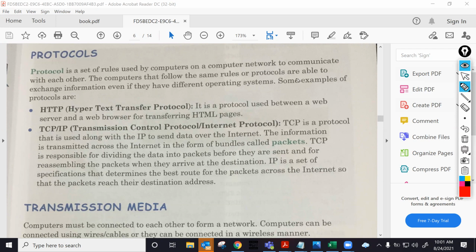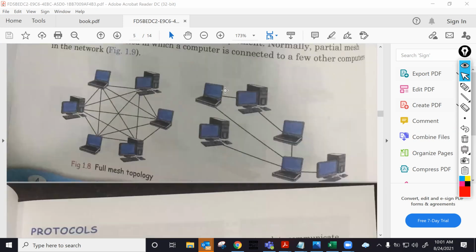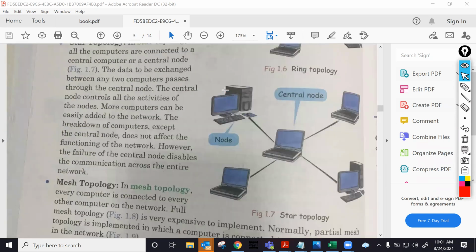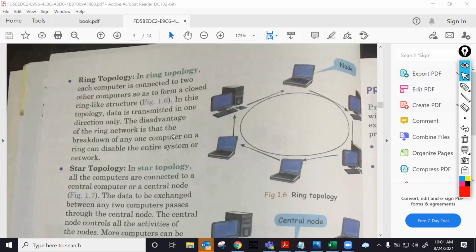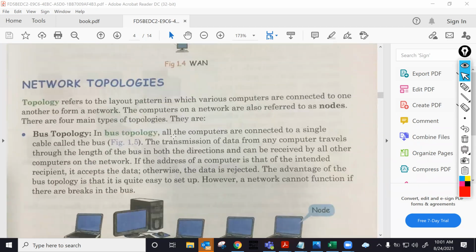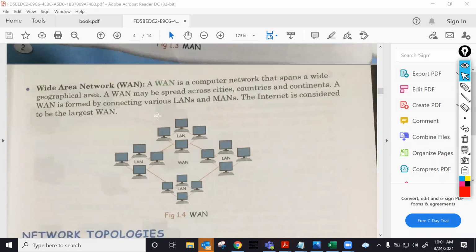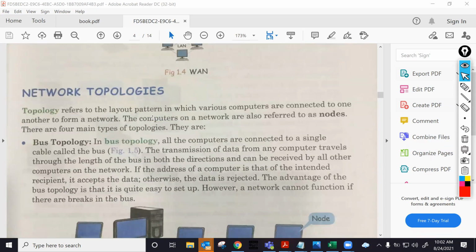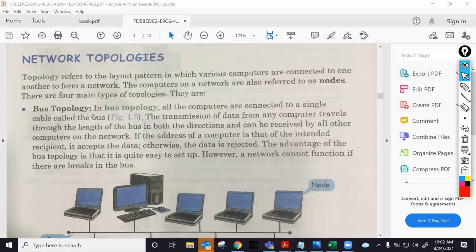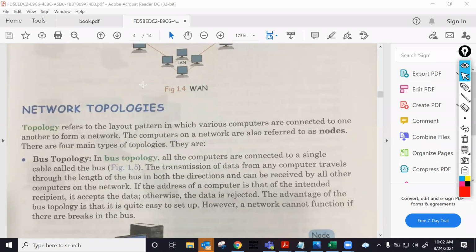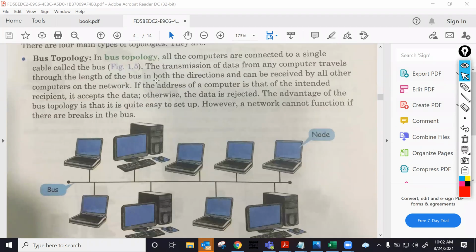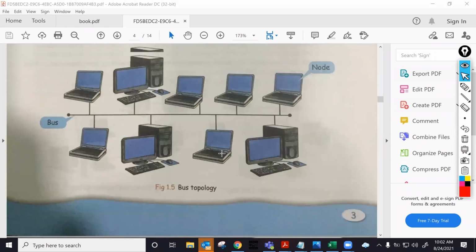I think last day we discussed networking. We have started, right? Up to which topic have we discussed? Is it WAN or MAN? We have discussed WAN and MAN. How about the bus topology? No, sir, we didn't start that yet.